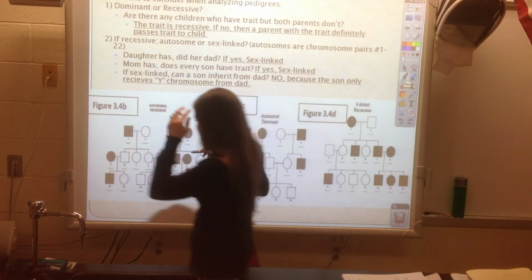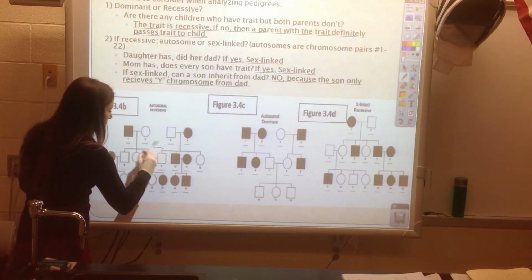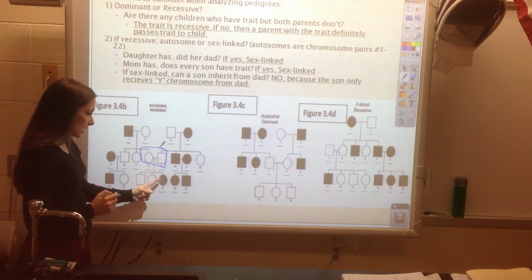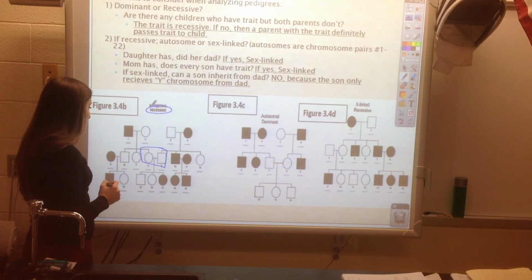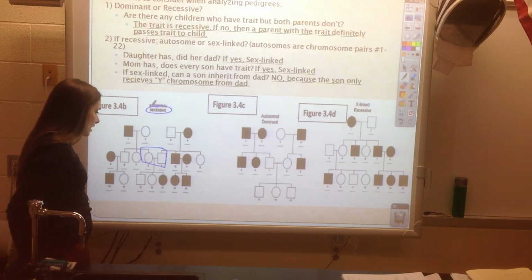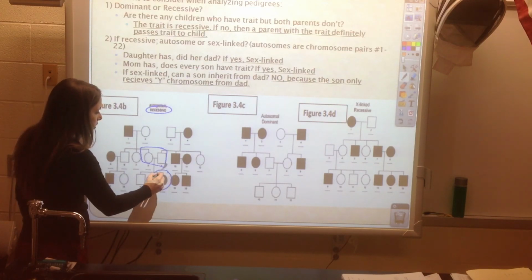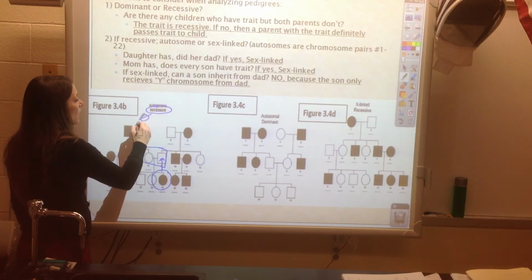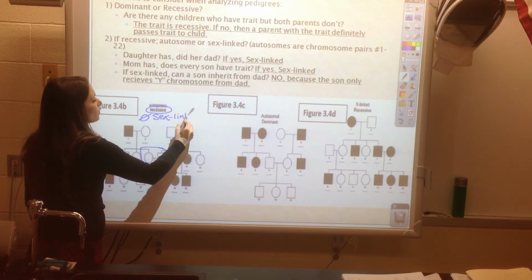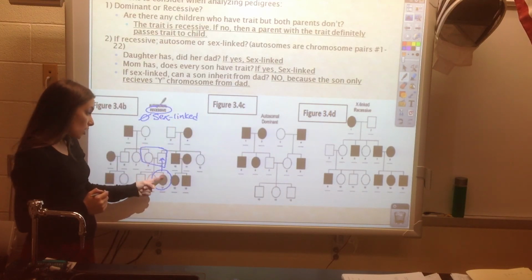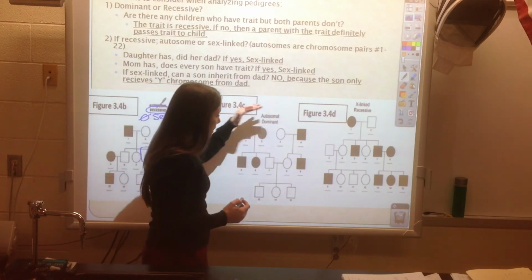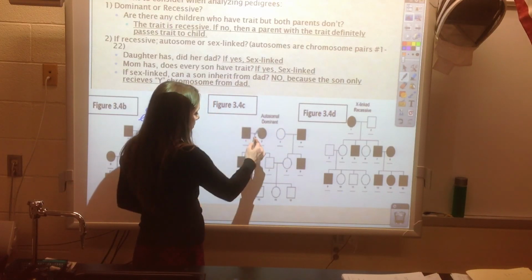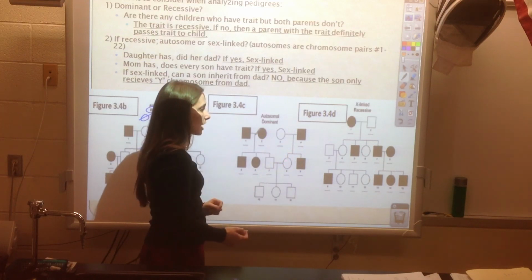So if we look here, we see two parents that do not have the trait and a child that does, which means that it is recessive. However, when we look at a daughter who has it, but her dad doesn't, here's a daughter who has it, but her dad does not. So it cannot be sex-linked, and that's why it's autosomal recessive, because the daughter had it, but her dad didn't. Here, we don't see any parents that don't have it. Both parents have it, a child has it. One parent has it, a child has it.